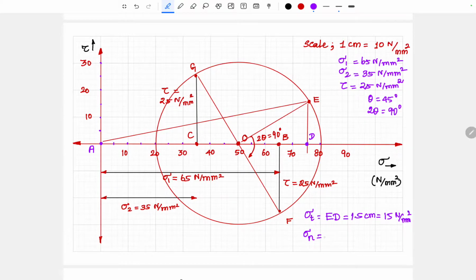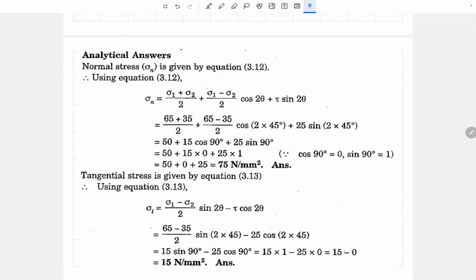And sigma N is equal to AD. AD having the length of 7.5 centimeter from the diagram, and by applying the scale, the value is 75 Newton per mm square. And now we need to check the answers of sigma T and sigma N by using the analytical method. And these are the analytical formulas we need to verify with. Sigma N is equal to sigma 1 plus sigma 2 by 2 plus sigma 1 minus sigma 2 by 2 into cos 2 theta plus tau sin 2 theta.